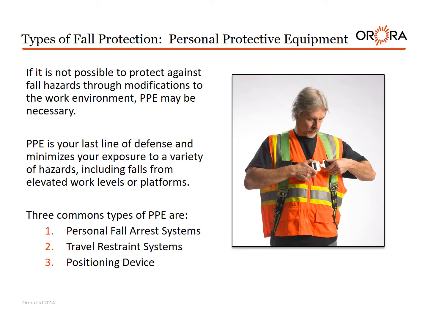Personal protective equipment. If it is not possible to protect against fall hazards through modifications to the work environment, PPE may be necessary. PPE is your last line of defense and minimizes your exposure to a variety of hazards, including falls from elevated work levels or platforms. Three common types of PPE are personal fall arrest systems, travel restraint systems, and positioning devices.